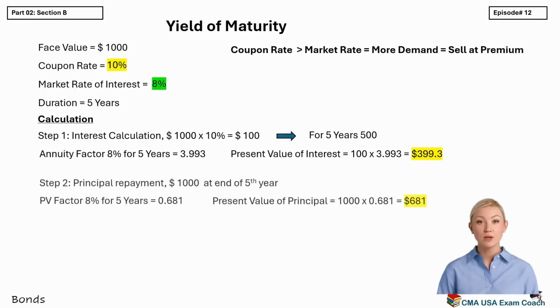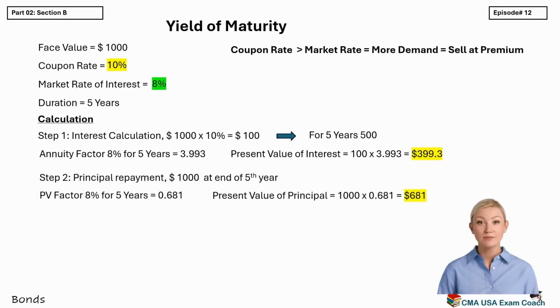Step 2. Now let's discount the face value of $1,000, which we will receive at the end of the 5th year. We'll use the present value of one table. At 8% for 5 years, the factor is 0.681. So, 1,000 times 0.681 equals $681. That's the present value of the principal repayment.